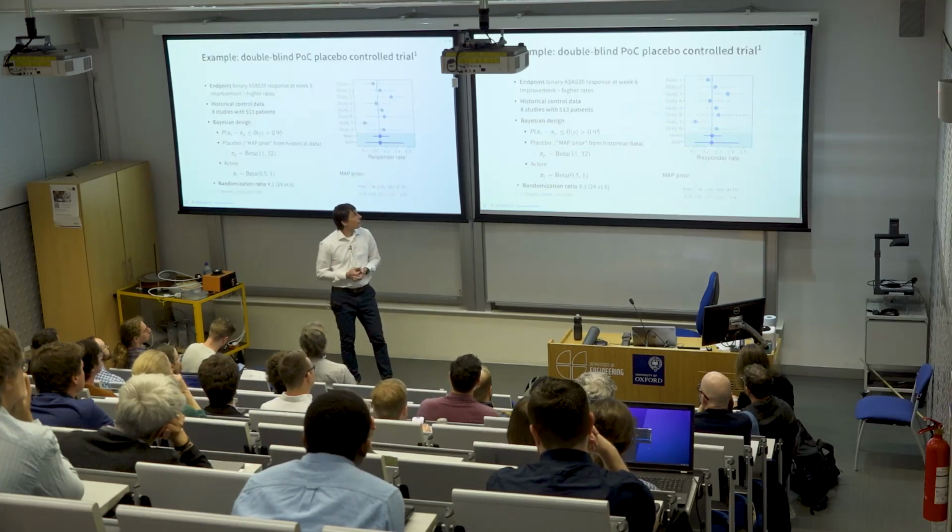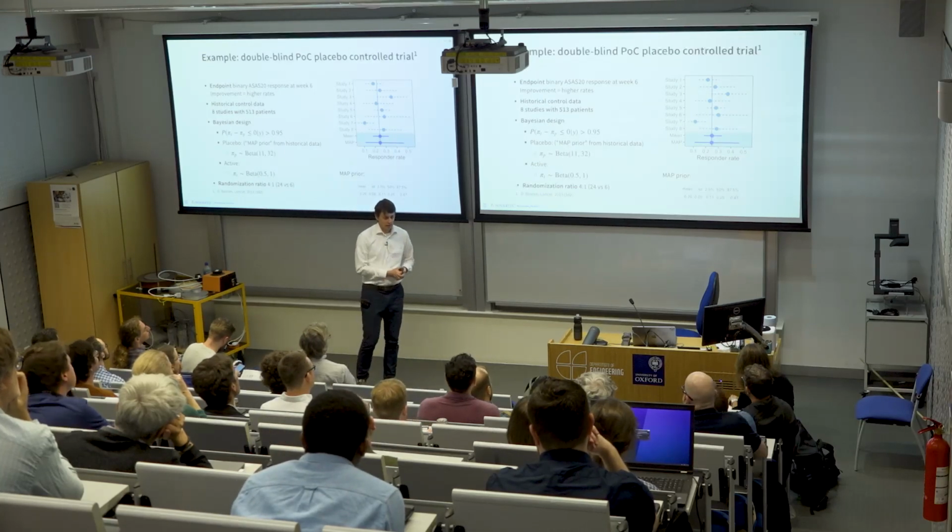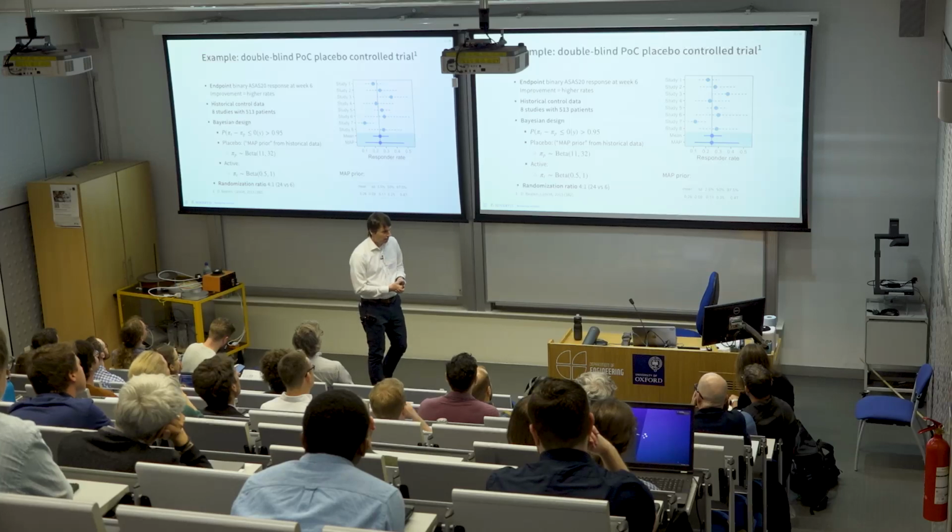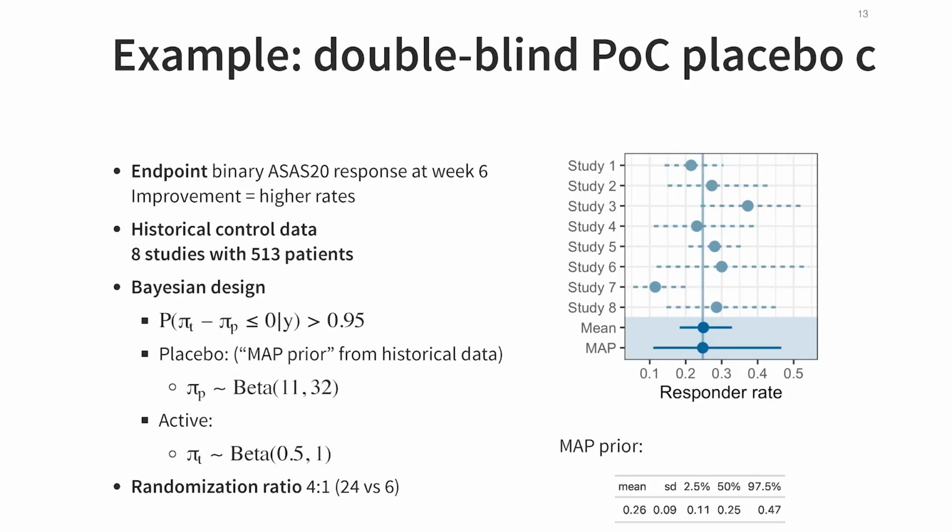Okay. So let's look at an example, which is in the RBesT package, which I wrote, which facilitates this. We'll get to that. A double-blinded proof of concept trial, which is a placebo-controlled trial, and the results of this trial have been published in The Lancet in 2013. So this is an actual trial which happened.